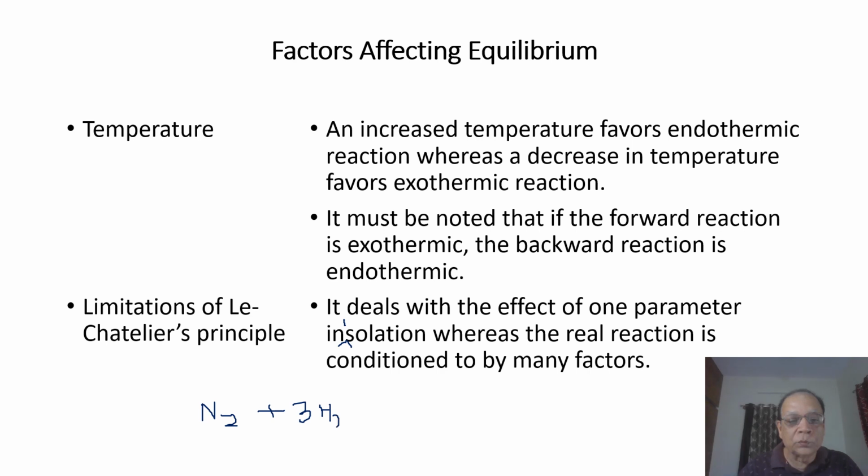3H2 giving ammonia is a reversible reaction. Though it is exothermic, the temperature required is 450 degrees centigrade, and a pressure of 200 atmospheres.